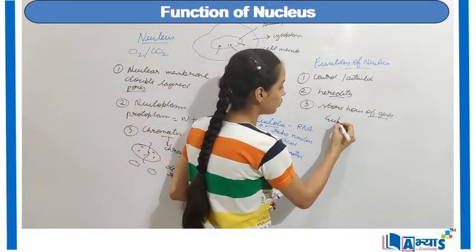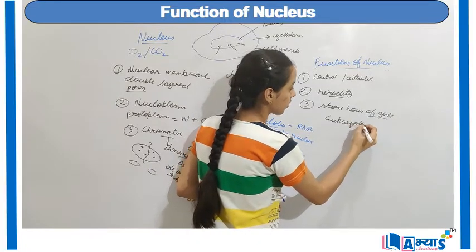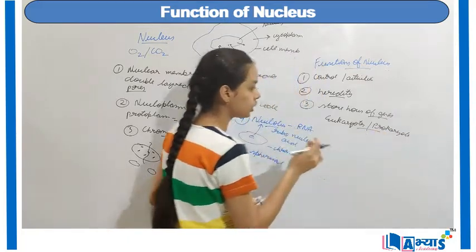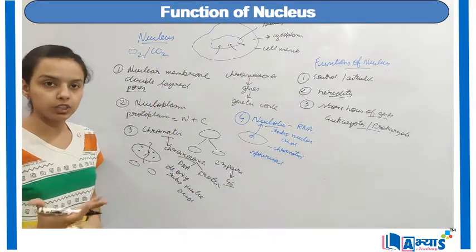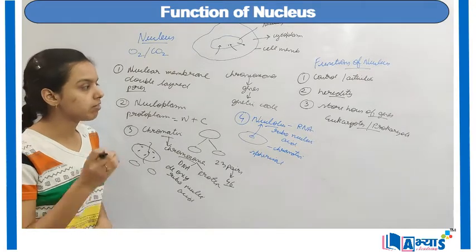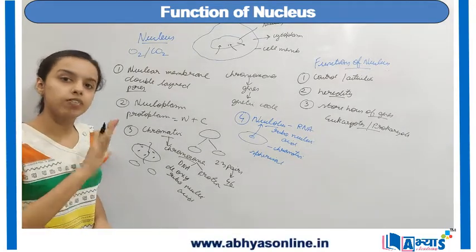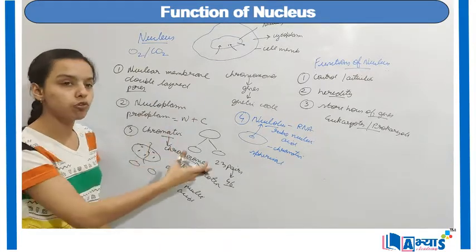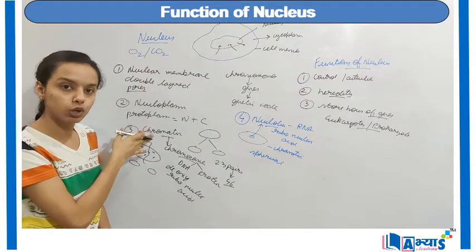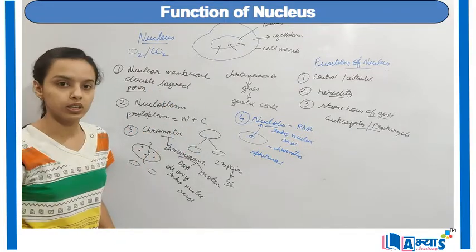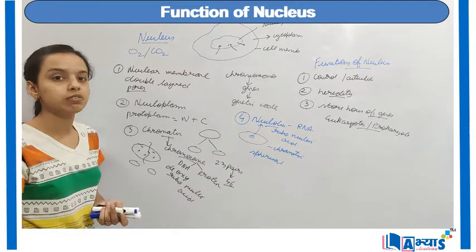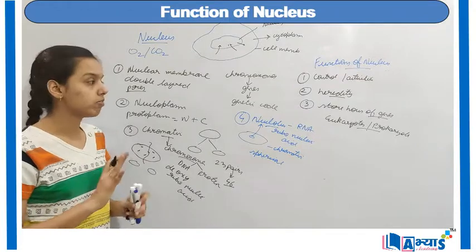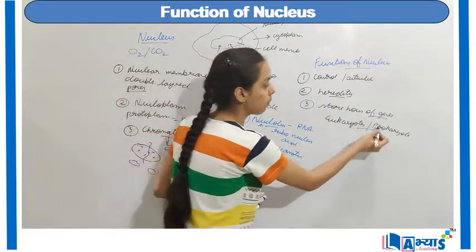Now we have the eukaryotes and the prokaryotes. We have discussed these two types of cells in my separate video. You can also see that video. But basically when we talk of the eukaryotes, they have a well-defined nucleus. With the word well-defined, we mean that they have all these four parts: the nuclear membrane, nucleoplasm, chromatin and the nucleolus. When they have a well-defined nucleus, we say that these cells are the eukaryotes, and when they don't have the nucleus or the well-defined nucleus, we say they are the prokaryotes.